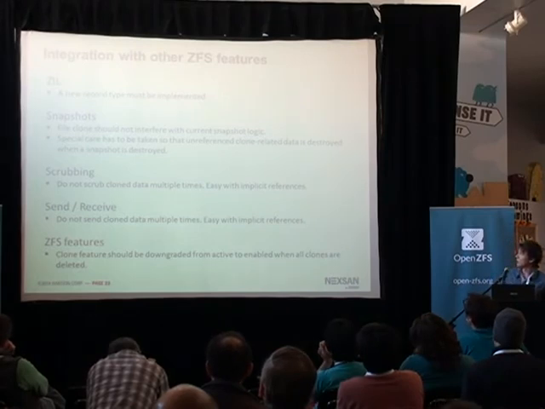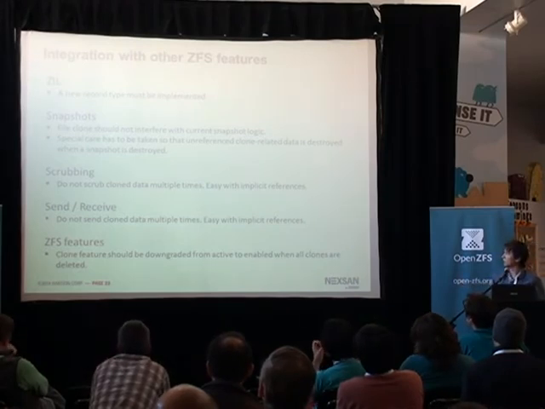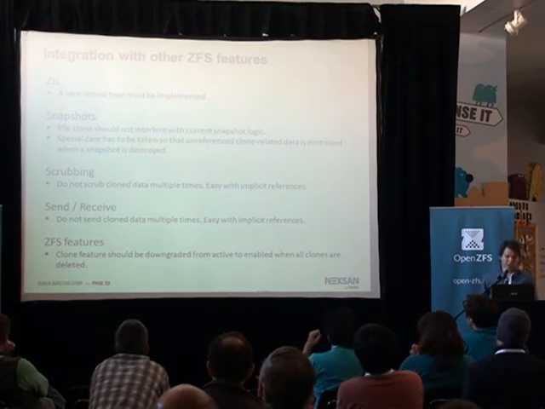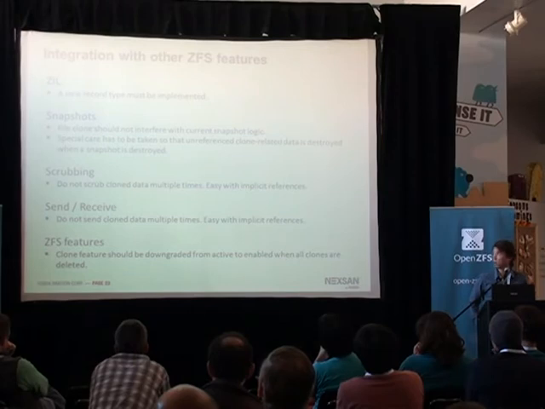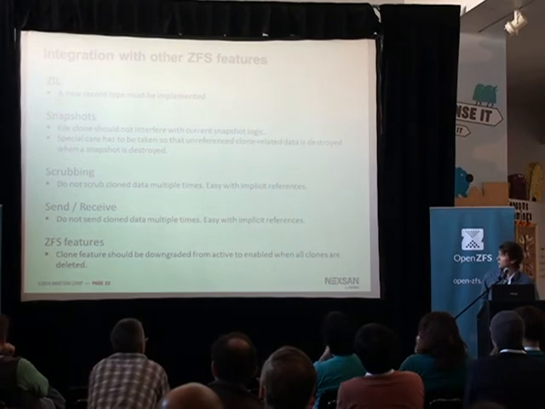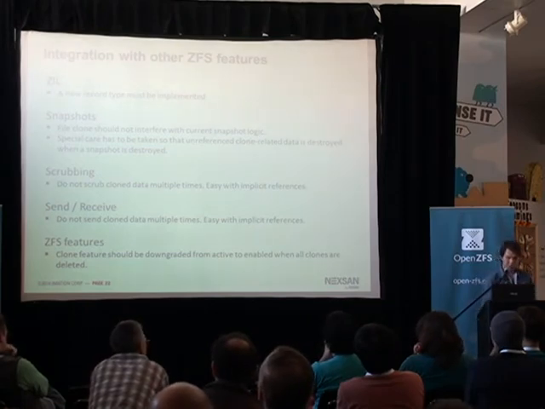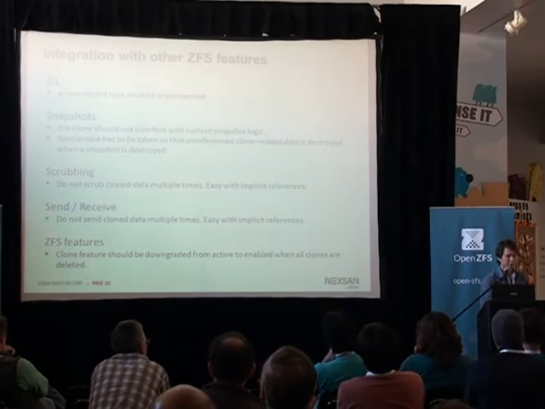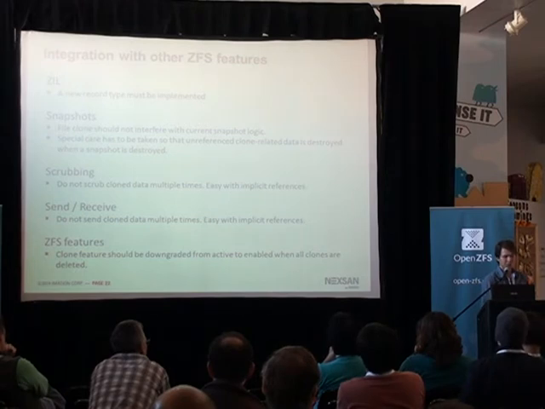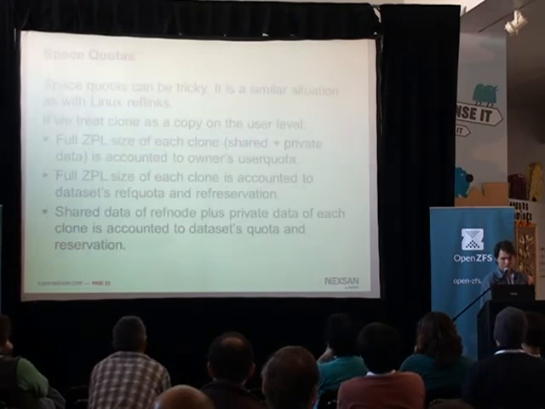Integration with other ZFS features, I'm going to go quickly around it because there is not too much to say about it, except we need to create a couple of new data structures. For instance, for the zero, we need to make a new record type. For snapshots, the logic shouldn't be too much affected. And for scrubbing and receive, it's easy to do with implicit references. It's a little bit more tricky with direct references. And finally, the ZFS feature flags, we want to make sure that clone is something which is downgradable. So if you delete all the clones in the file system, we're able to have this feature flag downgraded from active to inactive.